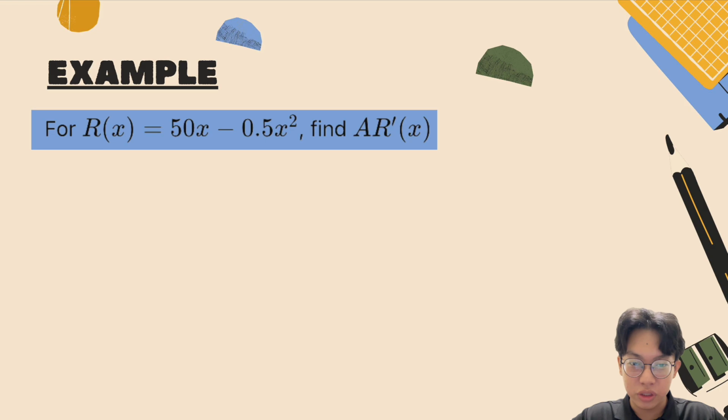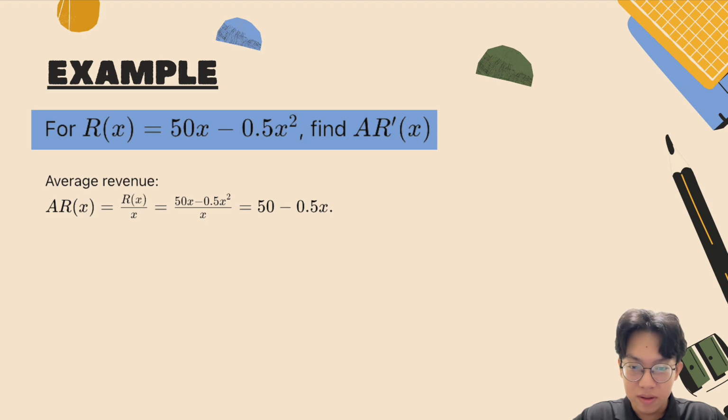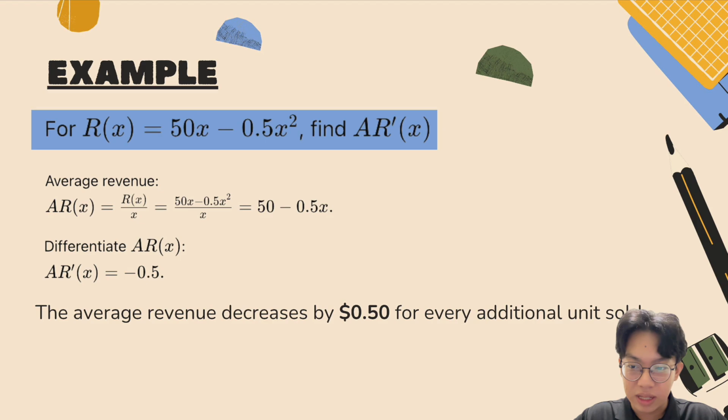Here's an example. Suppose the revenue function is 50x minus 0.5x squared. We can find the average revenue function by dividing it by x to get 50 minus 0.5x. Then we can find AR prime of x by differentiating AR of x, and we get minus 0.5. Notice that the rate of change is negative. This means that the average revenue decreases by $0.5 for every additional unit sold.